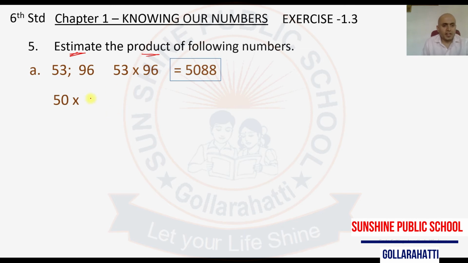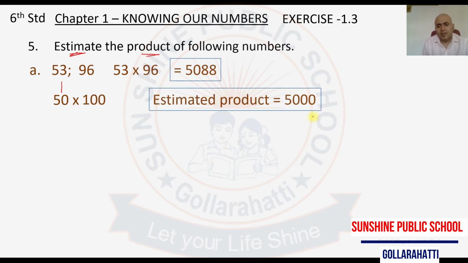So 53 I have taken as 50 and 96 as 100. So when you multiply 50 into 100, the estimated product will be 5000. This is the answer or solution.